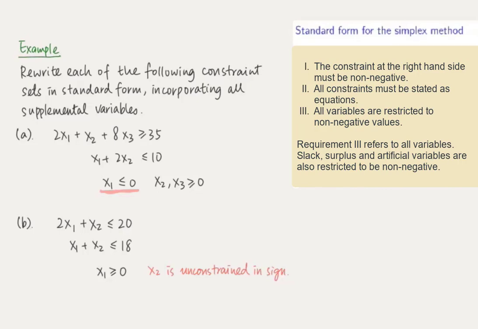We have observed that in part A, x1 is non-positive, whereas in part B, x2 is unconstrained in sign. It can be positive, negative, or zero. Both of them do not fulfill requirement 3 that all variables should be restricted to non-negative values.